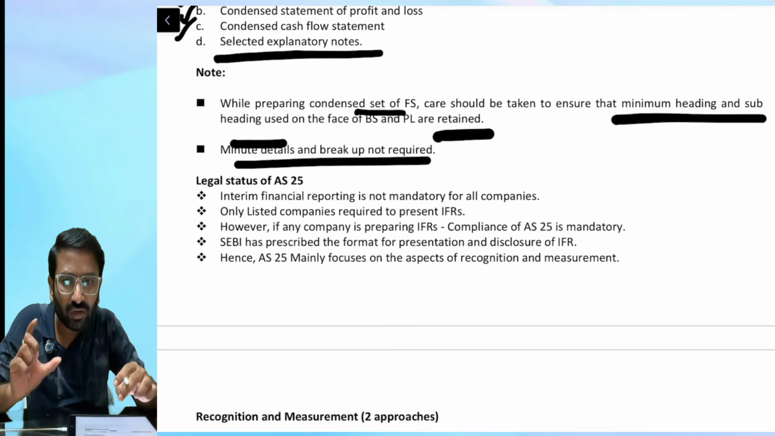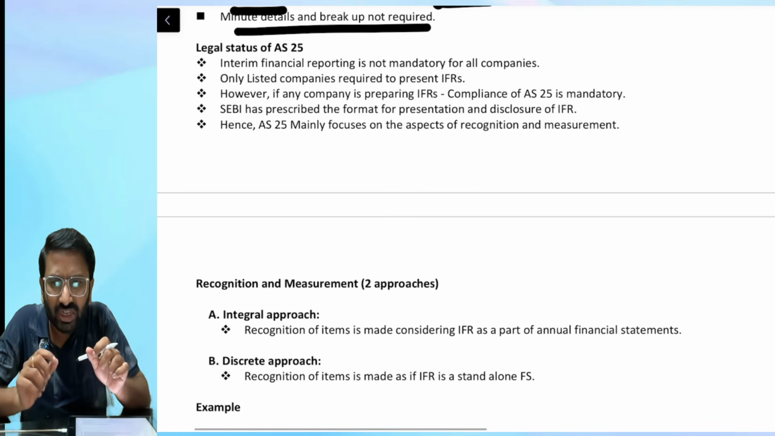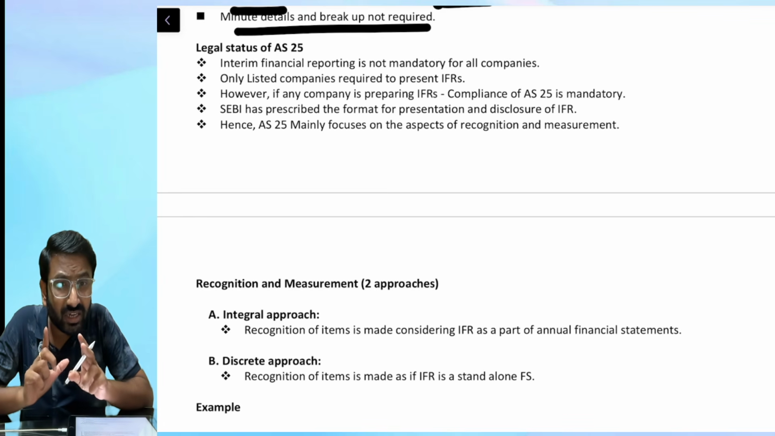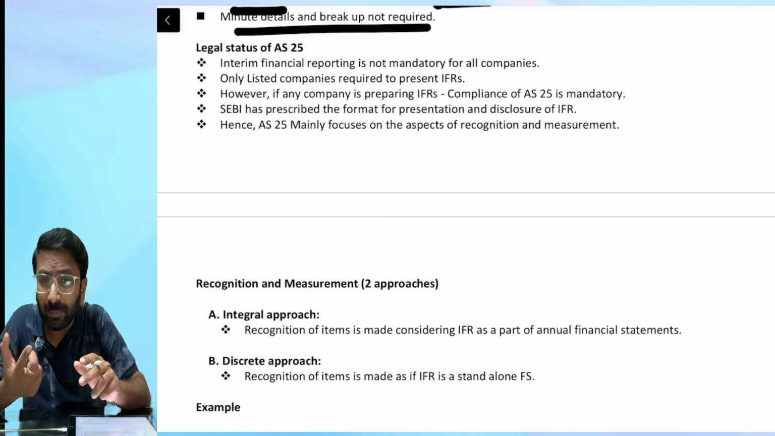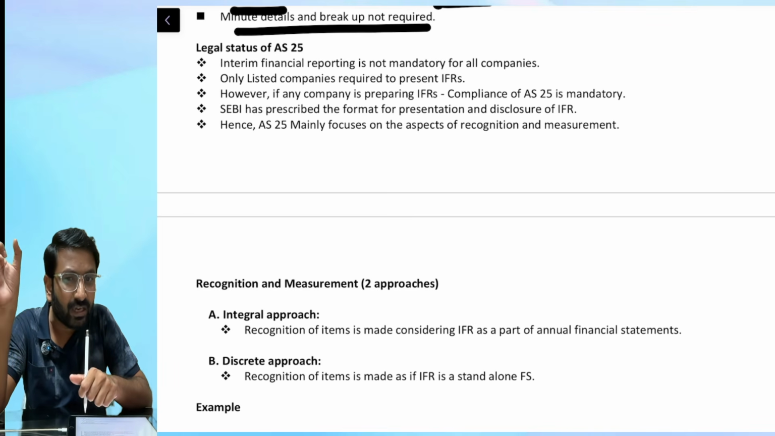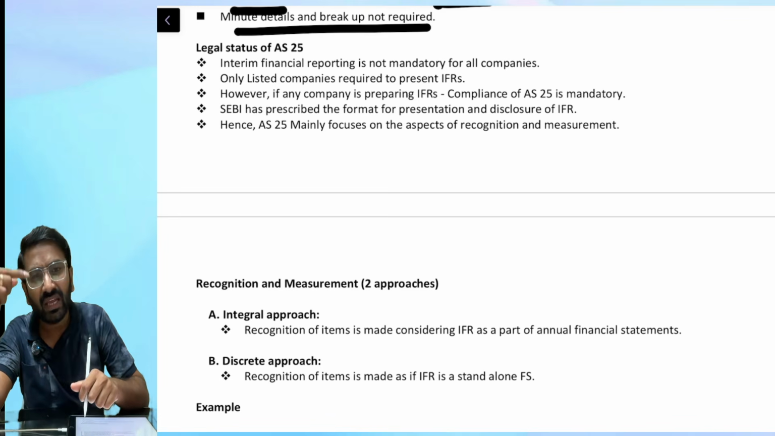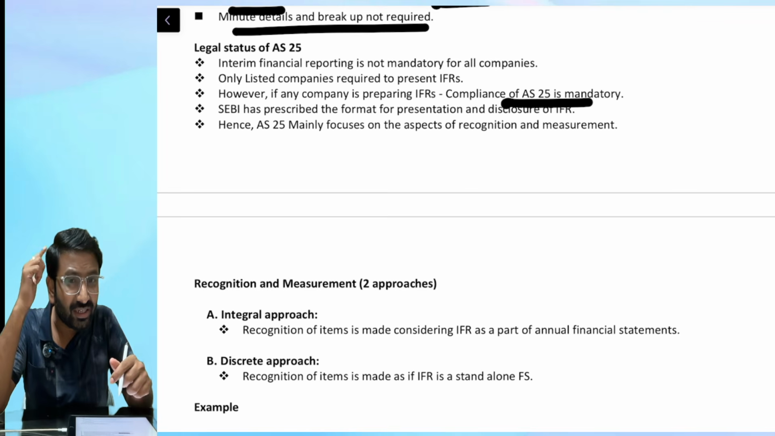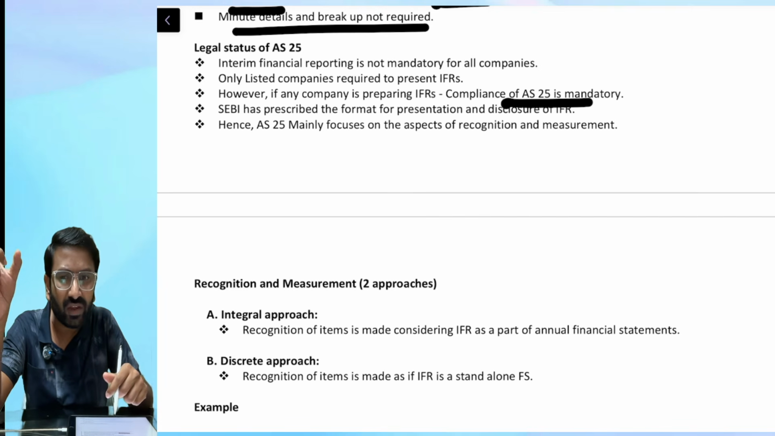Okay, so with this we complete the first topic of AS 25, the meaning of IFR. Now, what is the legal status of accounting standard 25? Interim financial reporting is not mandatory for all the companies. Remember that it's not mandatory. But if you're a listed company, then you must prepare IFR. So the point you have to understand, AS 25 is not asking the company to prepare IFR. You are preparing IFR because of SEBI regulation. But if you are preparing IFR, then you must follow accounting standard 25. So AS 25 is not mandatory, but if you are preparing IFR, then AS 25 has to be followed.